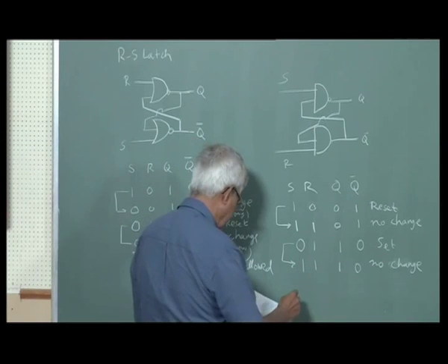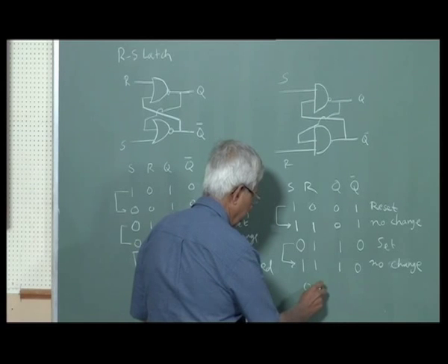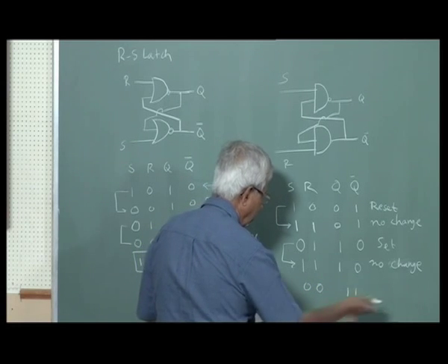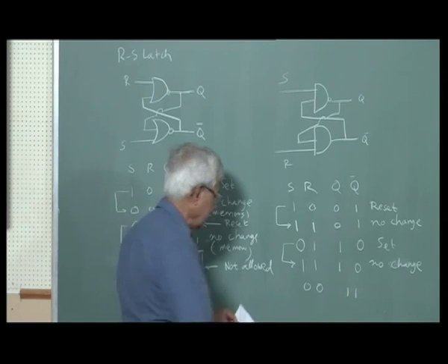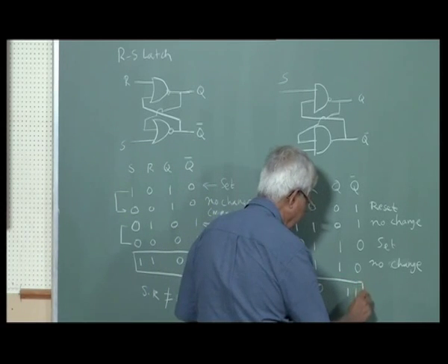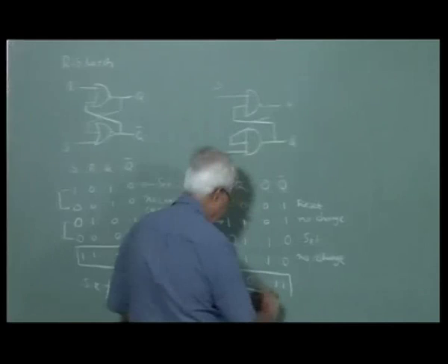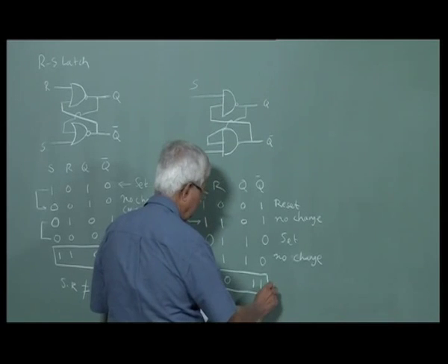And then again here 0-0 is not allowed because it gives you 1-1. 1-1 is not a thing, but then Q and Q bar are not complementary anymore. More than that, it becomes indeterminate because after this the behavior of the circuit depends on the speed of the gates, so it is not allowed.